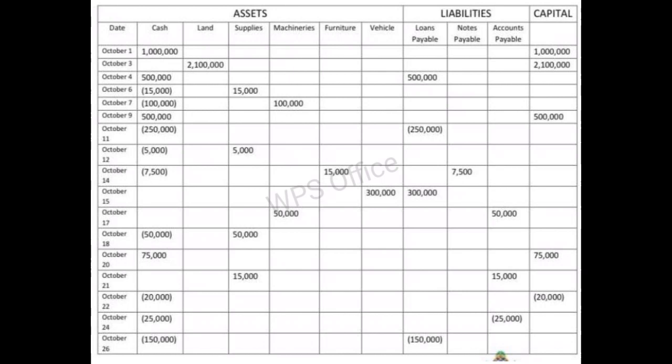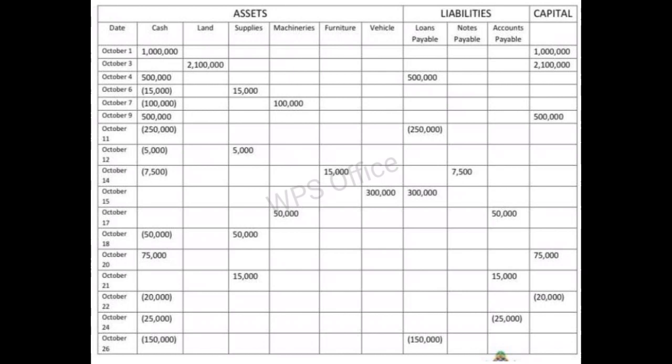So on October 15, we have received a 300,000 pesos worth vehicle from a bank loan. So we can see that it is under the vehicle at 300,000 and under the loans payable 300,000. Next is October 17, which the owner purchased machineries worth 50,000 on account. So we can see under the machineries we have the 50,000 and under the accounts payable is the 50,000. So on October 18, we have purchased supplies worth 50,000. So 50,000 under the supplies and 50,000 negative under the cash.